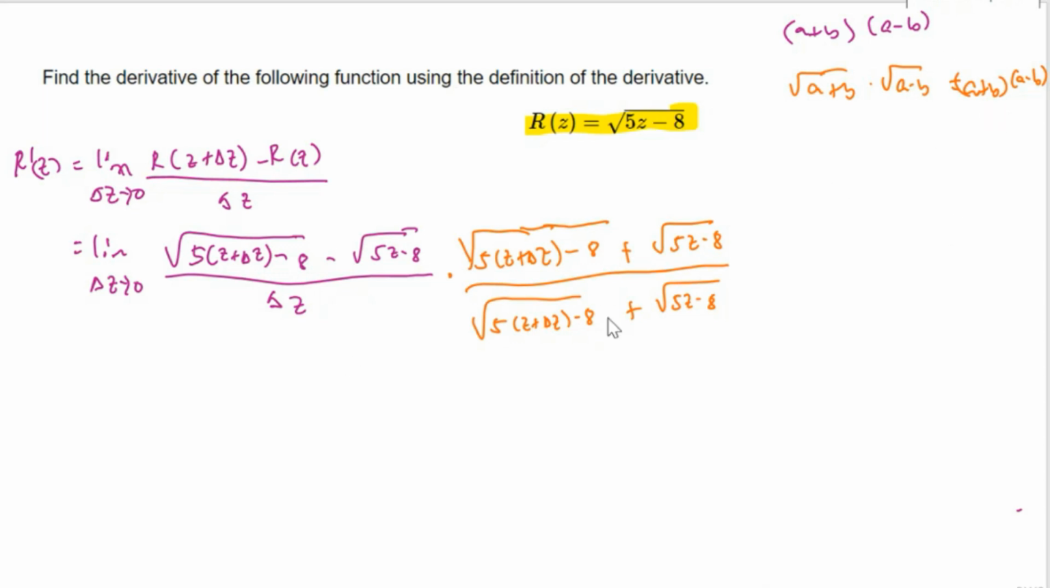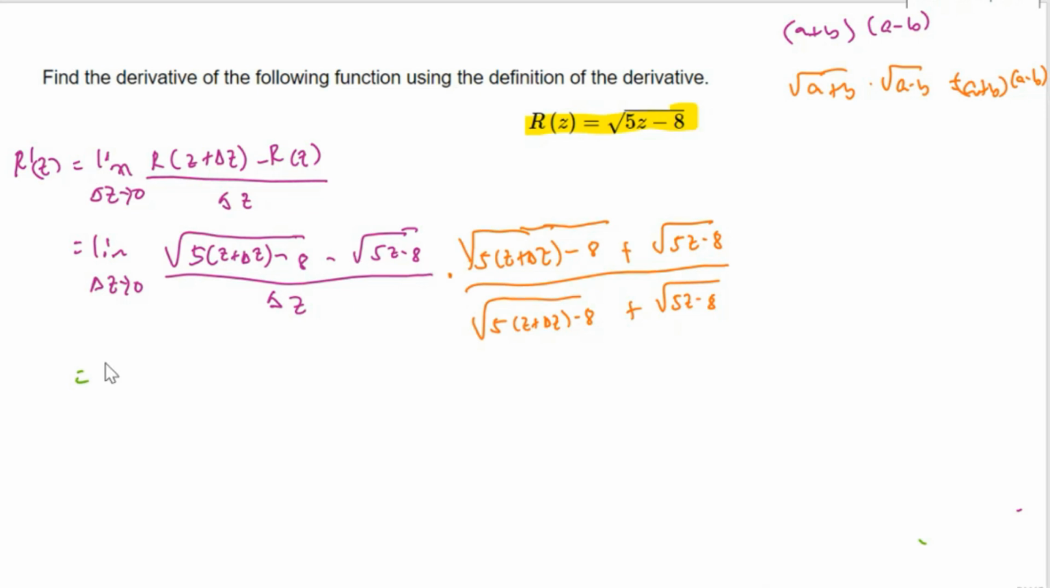So the product of that now will give us, now let's multiply. After we multiply by its conjugate, we multiply numerator by numerator and denominator by denominator. In multiplying by its conjugate, we just have to square the first term. This is our first term. And the last term is the square root of 5z minus 8.